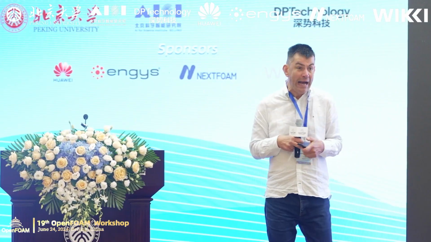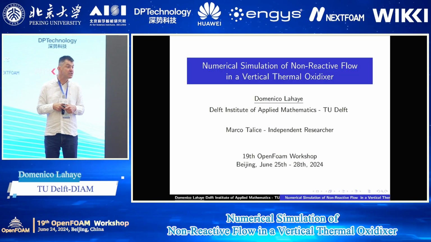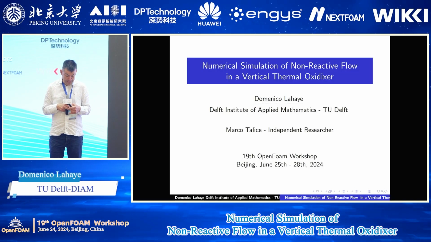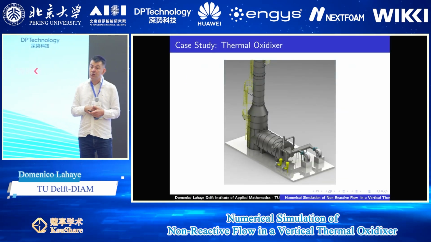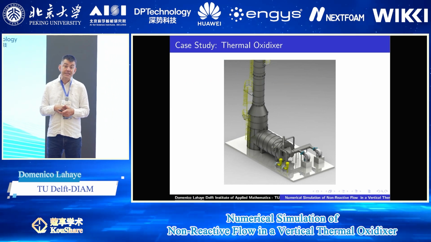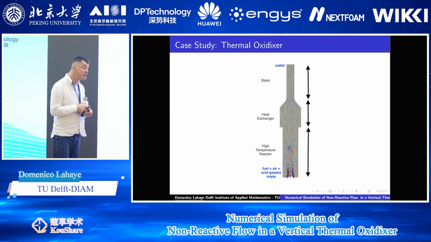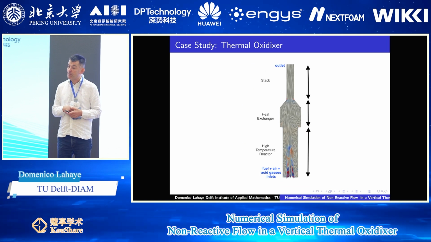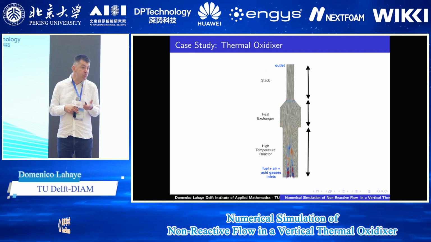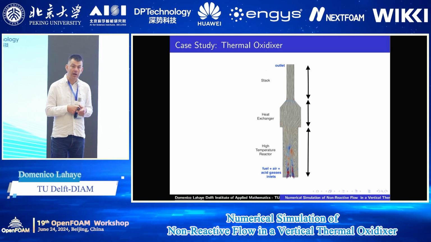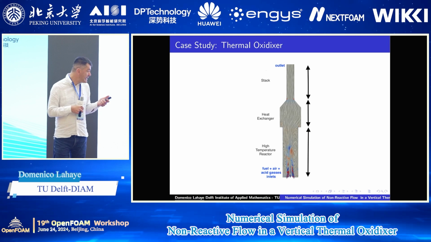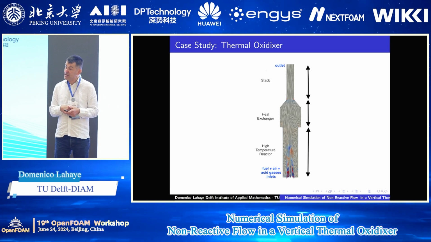I would like to talk about the energy transition and the role that large-scale industrial furnaces have in it. Today I'll present a test case of a vertical oxidizer. This is a device used for the combustion of flue gases that are being treated, to then release the combustion products into the atmosphere.